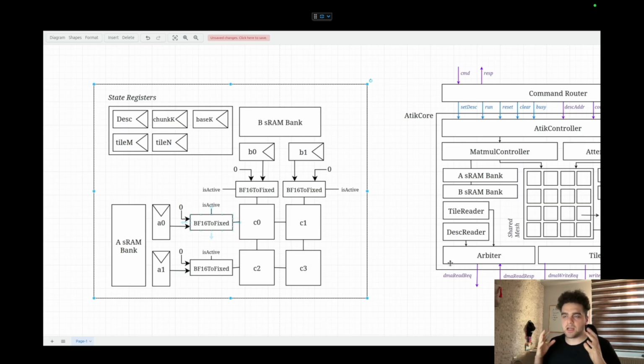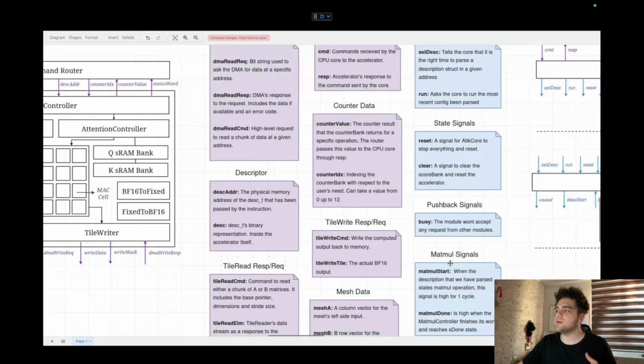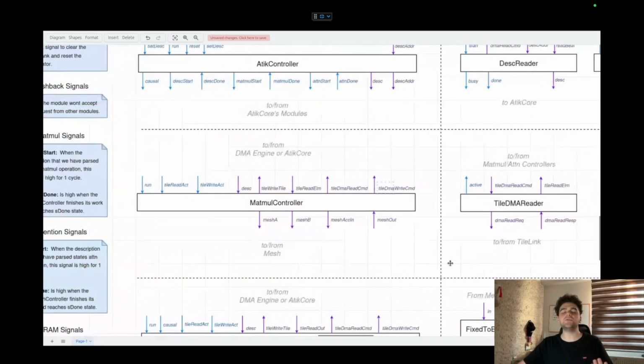Also, for the algorithm to function correctly, we need to store the tile m, tile n indices, base k and chunk k indices, which are details of the algorithm itself, the tiling matmul algorithm. We also need to store the descriptor that we are currently solving. And if we look at the signals that the MatmulController is receiving at the low level, it should know right now which descriptor it is operating on, and because we are always asking for data from the DMA engine, it needs to receive this through its ports.